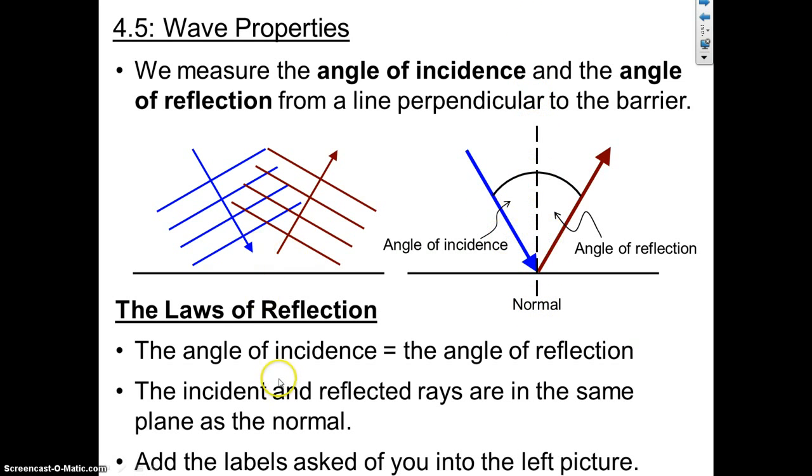So I want you to add in the labels that I've asked you to add on this picture here, this one at the left. Add the incident ray, label that. Label the reflected ray. Go ahead and label the barrier, the reflecting surface, or the barrier. And then also label one of these plane wavefronts.